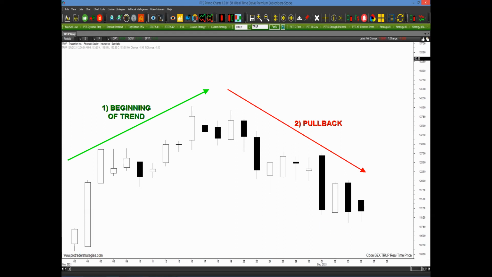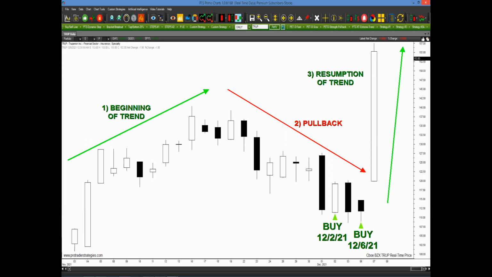Now, once again, with our platform, you would have seen that 2 buy signals were generated here. One last Thursday, and then another one on Monday of this week. So within the last 4 days, you could have had 2 chances to go long this stock. And look what happened yesterday. Step number 3 was the resumption of trend. So basically, the stock gained 40 points in 3 days.